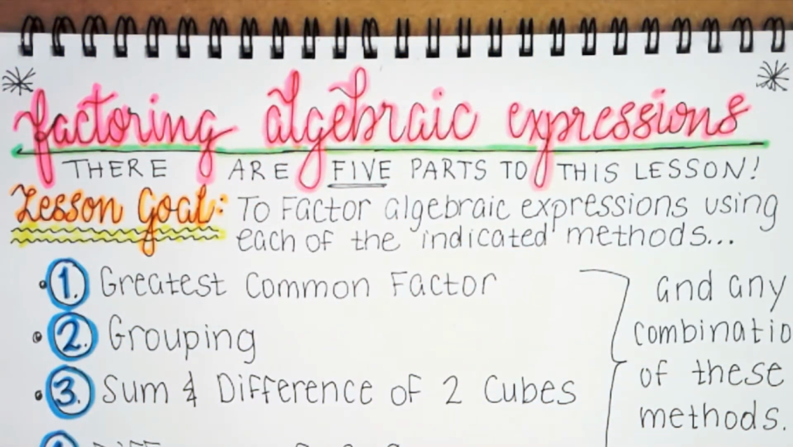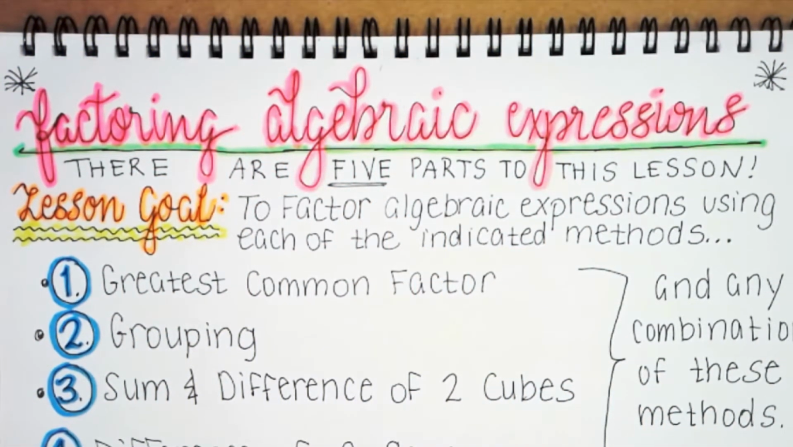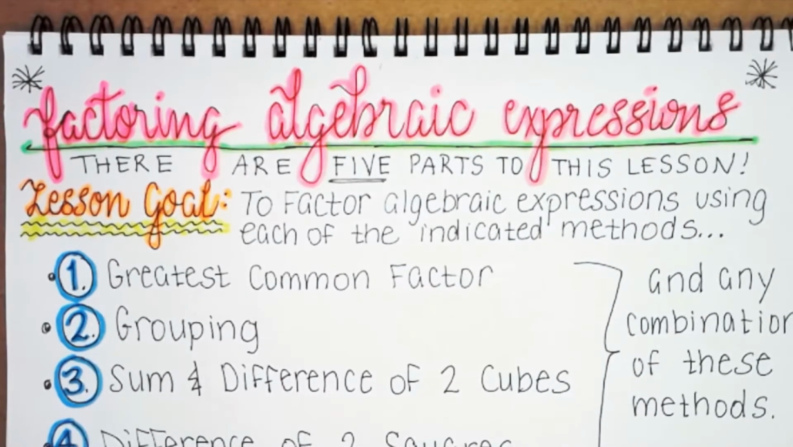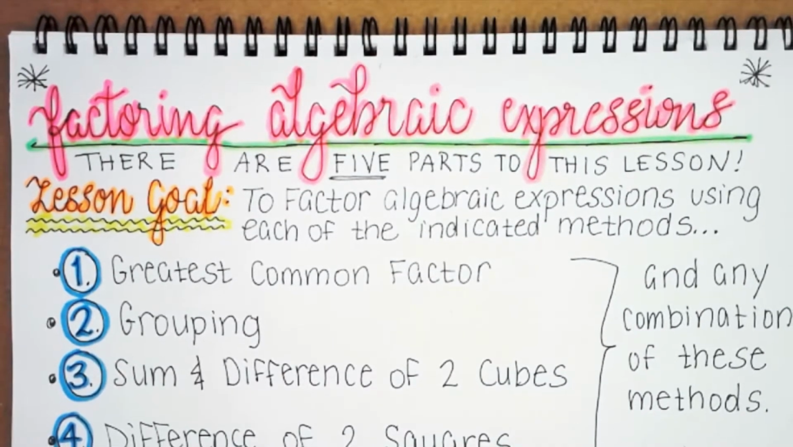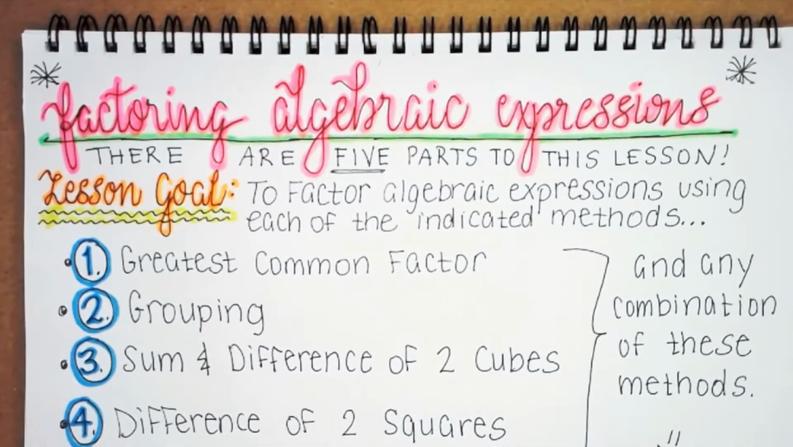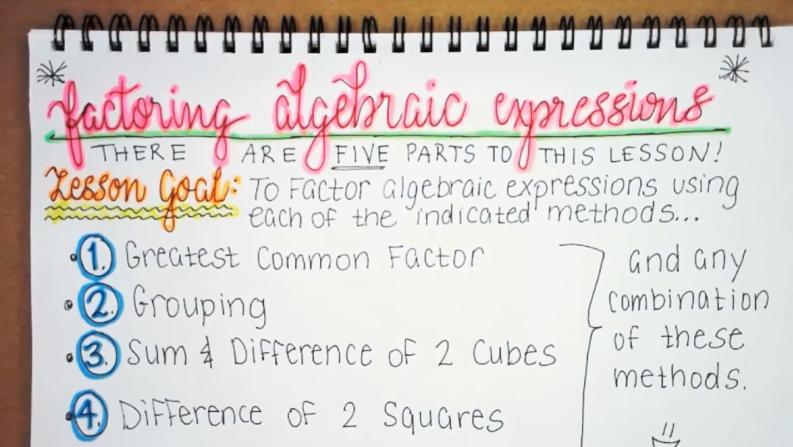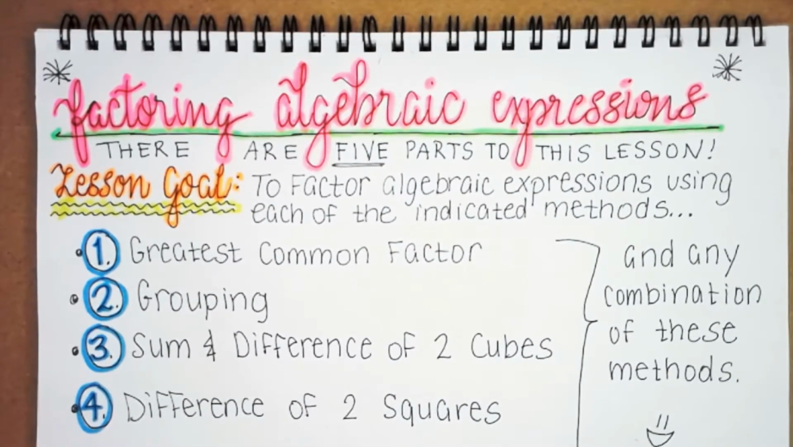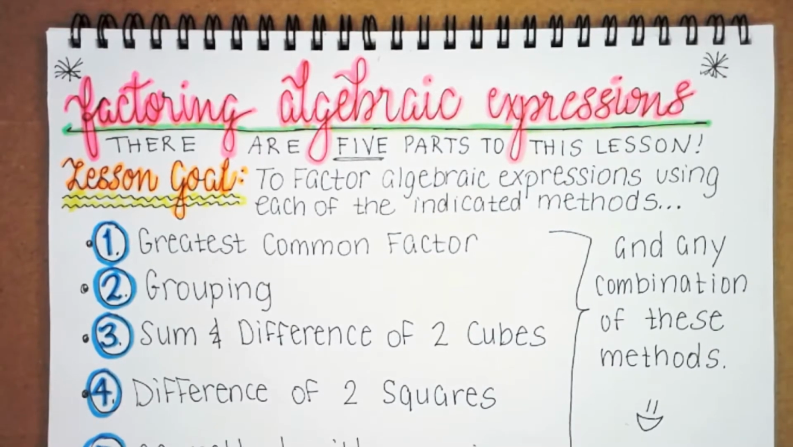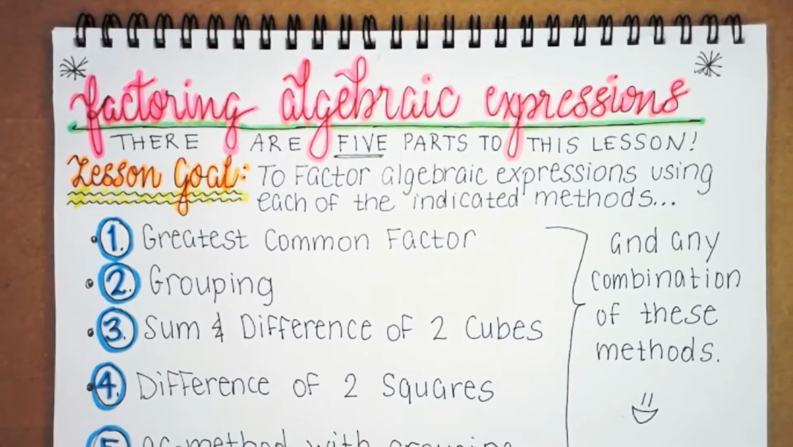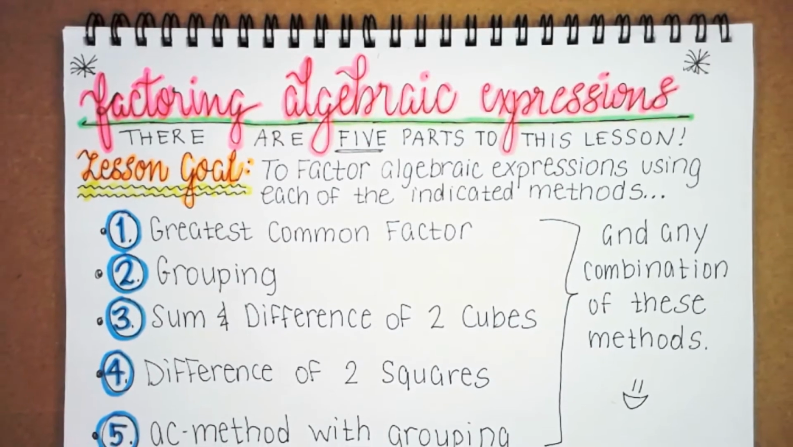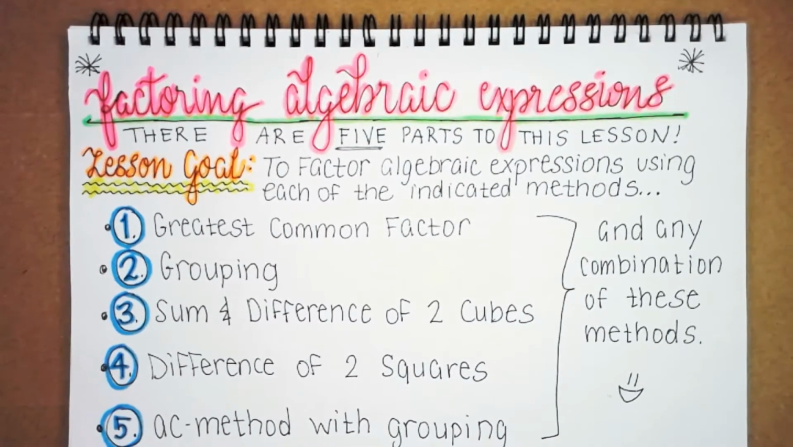Hey everybody! Today's lesson will be focusing on factoring algebraic expressions. I've broken this into 5 different parts, so the lesson goal is to factor algebraic expressions using each of the indicated methods. Part 1, greatest common factor. Part 2, grouping. Part 3, sum and difference of 2 cubes. Part 4, the difference of 2 squares. And Part 5, the AC method with grouping.